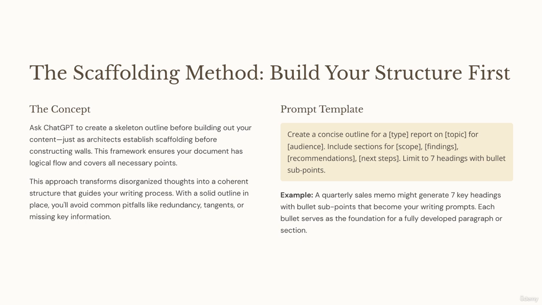So, say you're writing a quarterly sales memo. ChatGPT will generate 7 clear sections, each with bullets. And those bullets, they become your writing prompts. This prevents you from going off track and saves tons of time organizing your thoughts later.